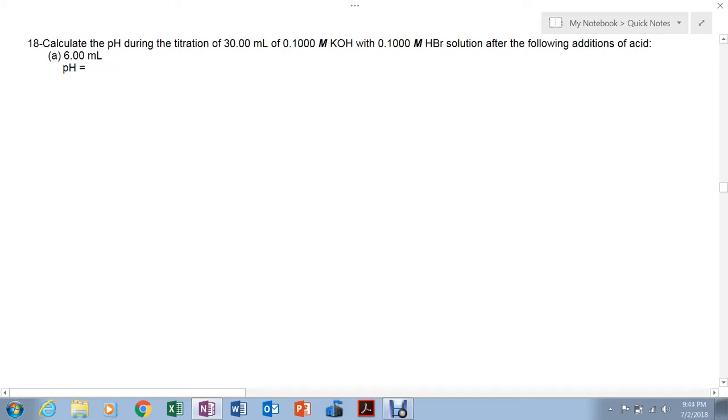Okay, there's another one. We were on 17. It was a titration of a strong acid with a strong base. And number 18, I said I was going to do 18. 18 is the same thing, a strong acid with a strong base. So 18, you solve it as 17. It's a lot of work, this homework.